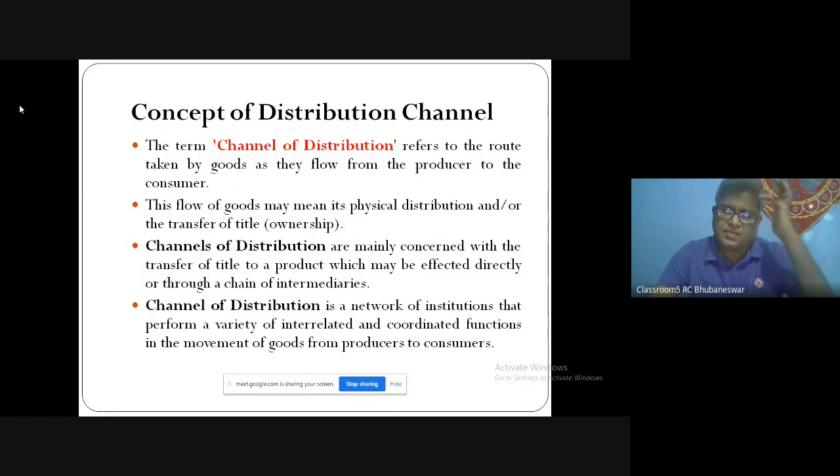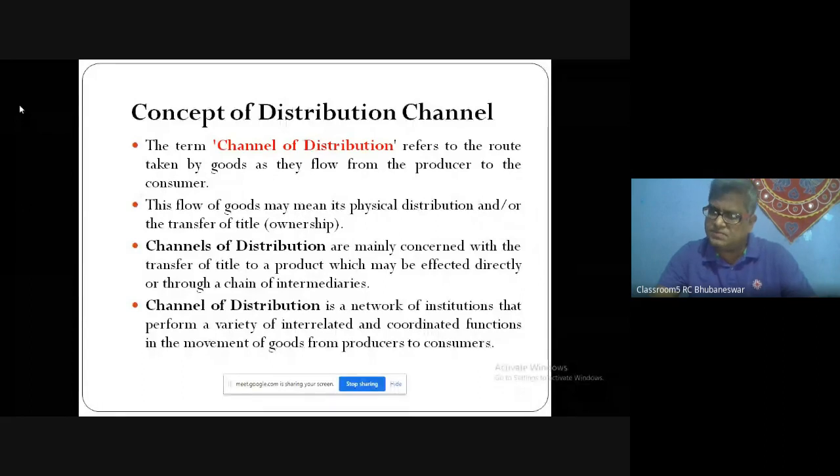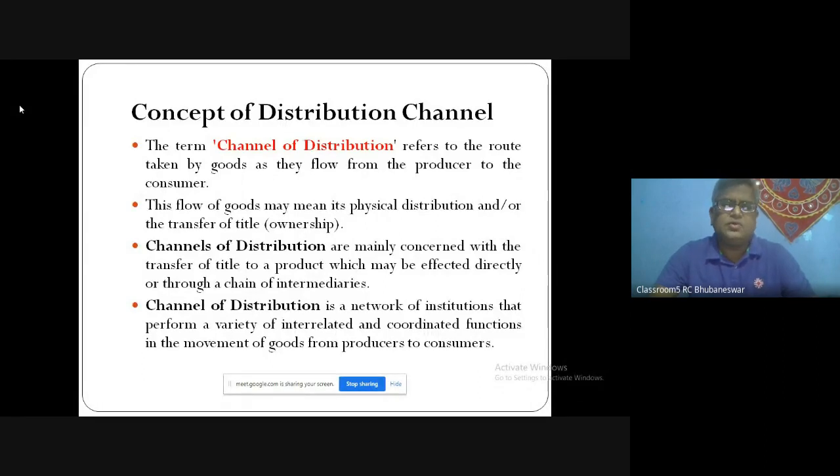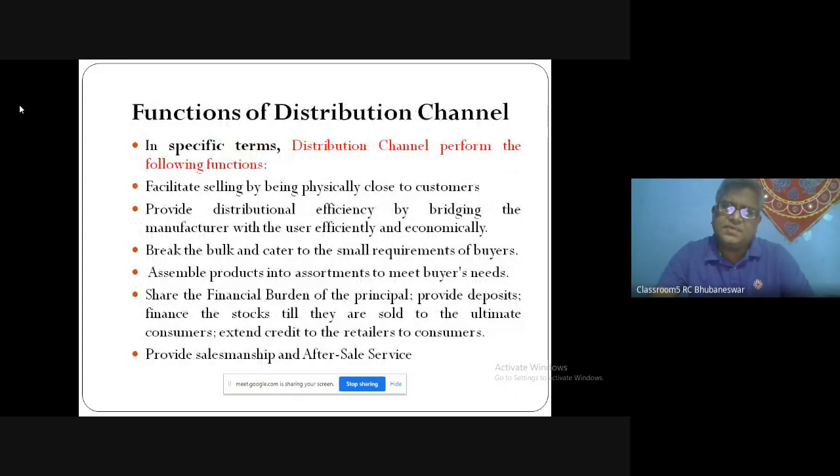You may call it a network of institutions that perform a variety of interrelated coordinated activities, or the distribution of goods, may be physical distribution or transfer of title or ownership also. If you look at online channels, there are different ways they can send their goods to the customer, and there are different functions of a distribution channel.